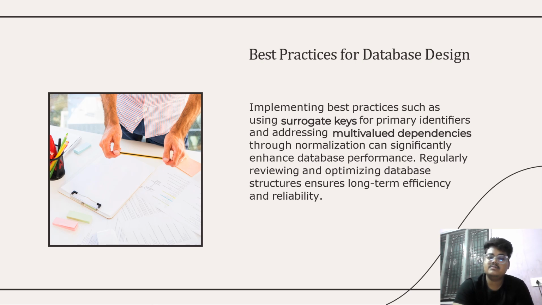What this essentially means is implementing good practices like using surrogate keys as primary identifiers and addressing multi-value dependencies through normalization is very important for enhancing the performance of the database. And you need to regularly review and optimize database structures to ensure long-term efficiency and reliability. Because if you're not going to do that, you can't have long-term efficiency and reliability. Whatever benefits you get are only short-term, and in the future you would have to face a lot of problems.